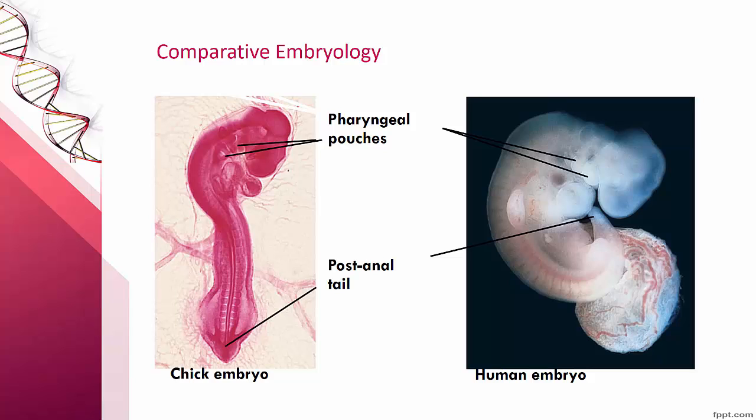So let's have a look at these pharyngeal pouches. These are embryos, by the way. So we've got our human embryo and we've got our chick embryo. So we have pharyngeal pouches here, and then we've got our tail, which is past the anal cavity. It will shrink and be used for other things as the embryo develops. But early on, they have this post-anal cavity tail.